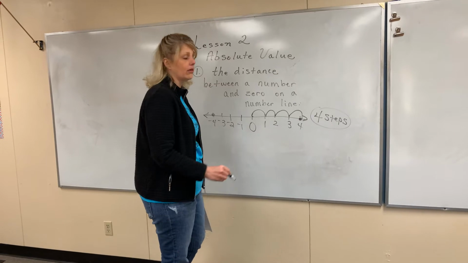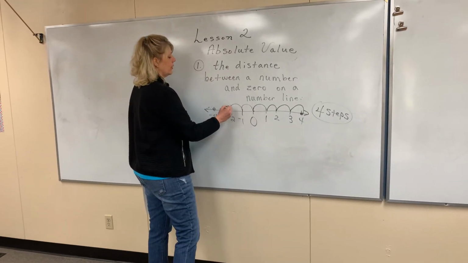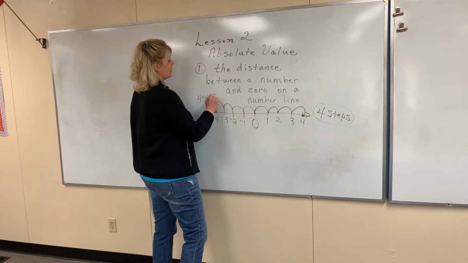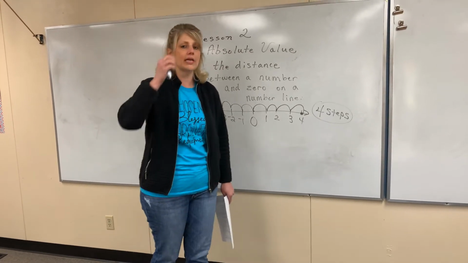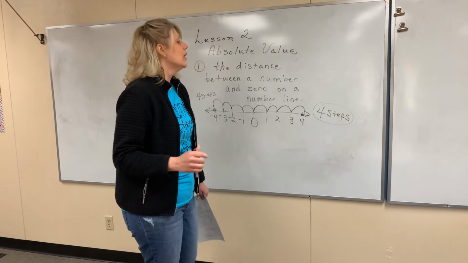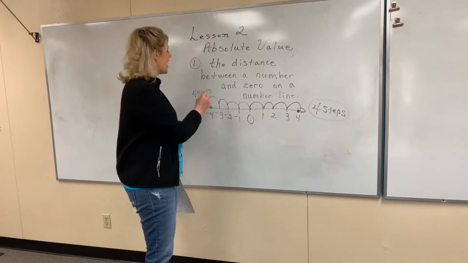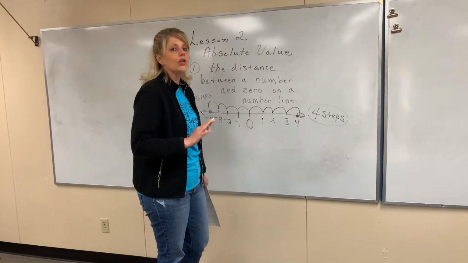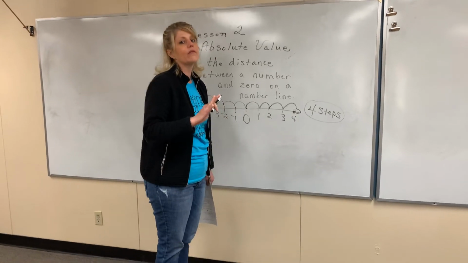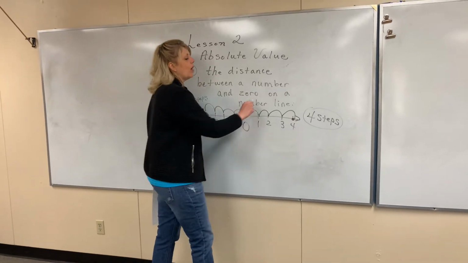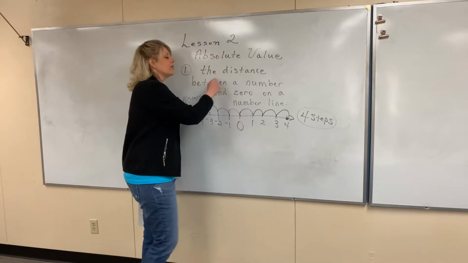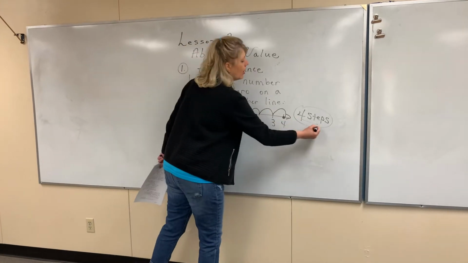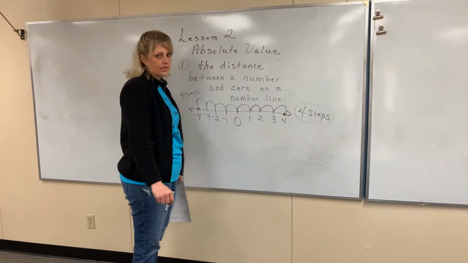Okay? If I was sitting on a negative 4, how many steps am I from 0? All right, let's count them. 1, 2, 3, 4. You are 4 steps from 0. Now, let me make sure you understand something, boys and girls, because this is new. Okay, you don't say that you are negative 4 steps from 0. You are not negative 4 steps from 0. You are 4 steps from 0. So whether you go on the positive side or whether you go toward the negative side, you still say that you are 4 steps from 0.